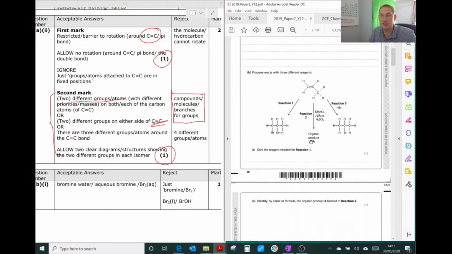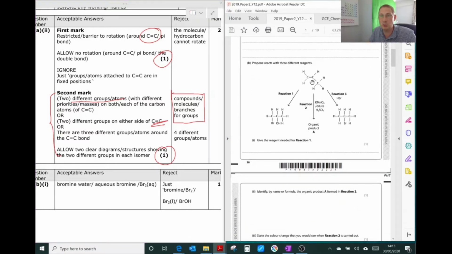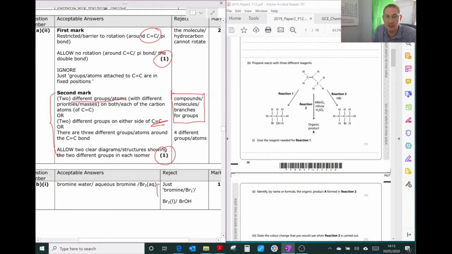Propene reacts with three different reagents. Give the reagent needed for reaction 1. Well, clearly here that carbon-carbon double bond is being turned into a bromine group and an OH group. So you definitely need bromine, but the reason you can't just have bromine, Br2 or bromine liquid, is because you also are adding an OH group, and therefore you need bromine water, aqueous bromine or Br2(aq). So the bromine comes from the bromine molecule and the OH comes from the water.